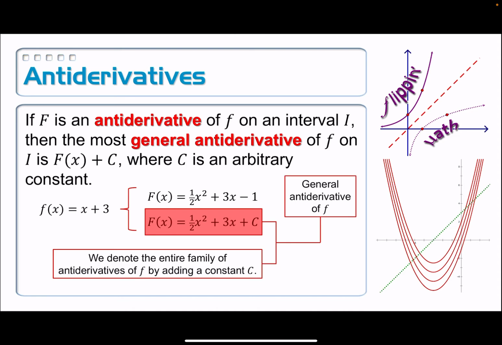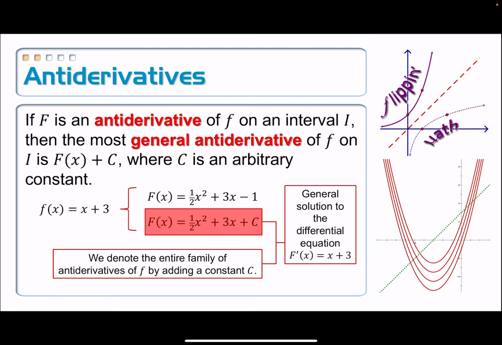It is the general antiderivative of this function f that we started with. We can also say that it is the general solution to the differential equation f prime of x is equal to x plus 3. In order to figure out what that c is, though, you need another piece of information, an initial condition. In other words, you would need a point that is on this original graph in order to figure out what that c is. That's something we'll definitely do in this lesson.